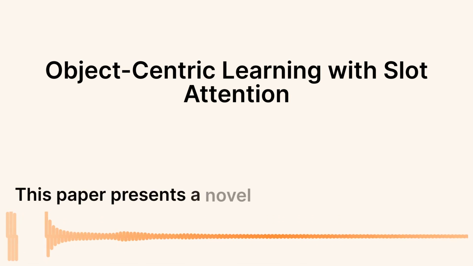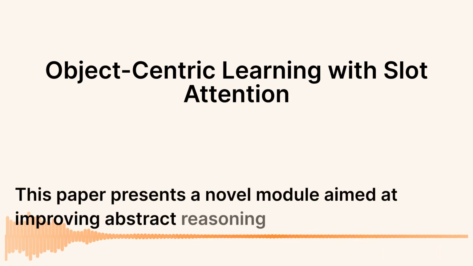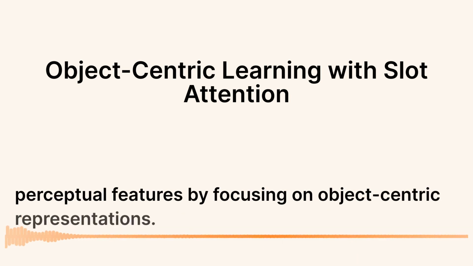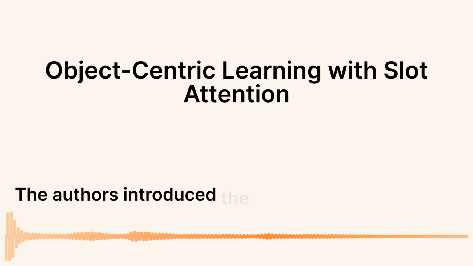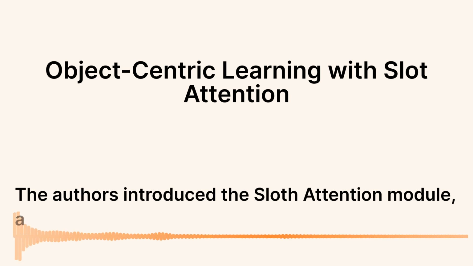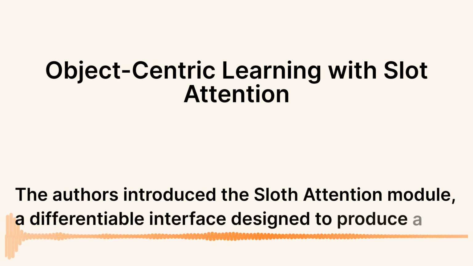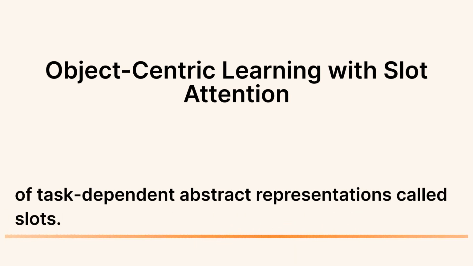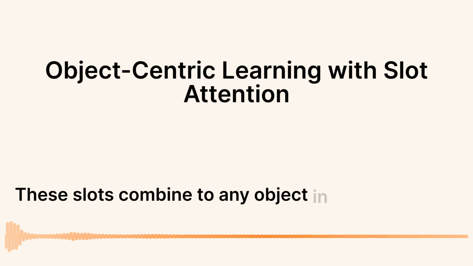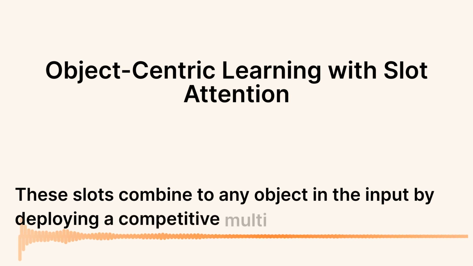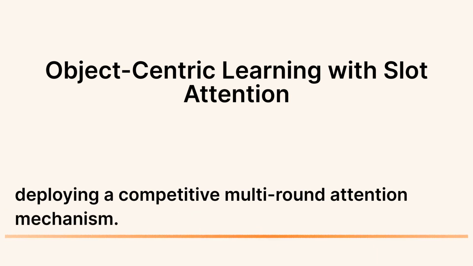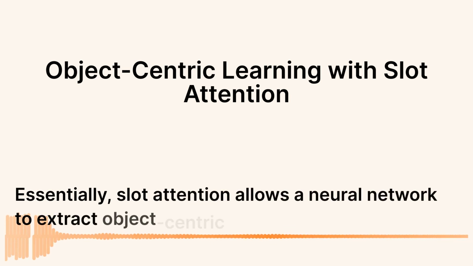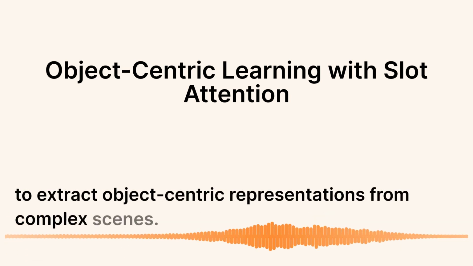This paper presents a novel module aimed at improving abstract reasoning from low-level perceptual features by focusing on object-centric representations. The authors introduce the Slot Attention module, a differentiable interface designed to produce a set of task-dependent, abstract representations, called slots. These slots can bind to any object in the input by deploying a competitive multi-round attention mechanism. Essentially, slot attention allows a neural network to extract object-centric representations from complex scenes.